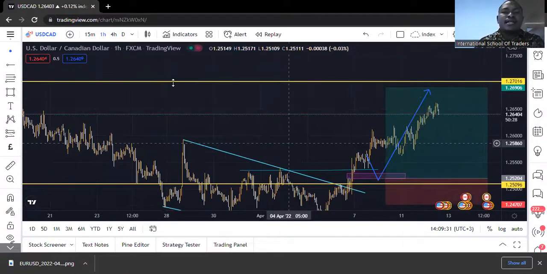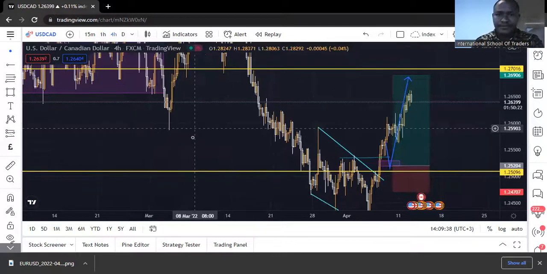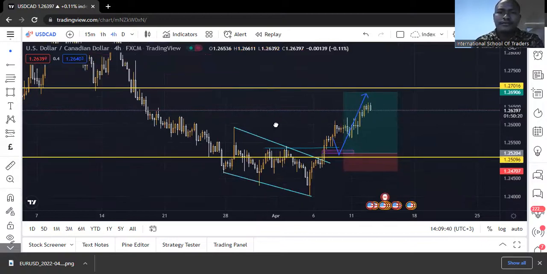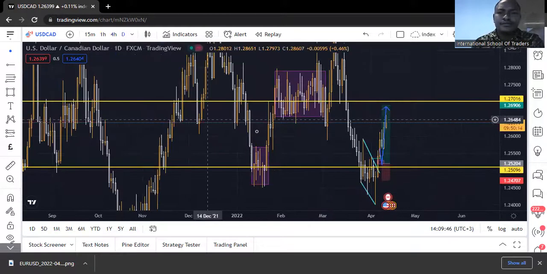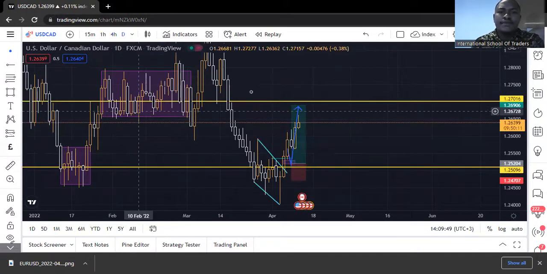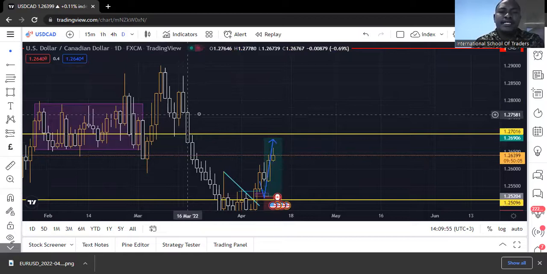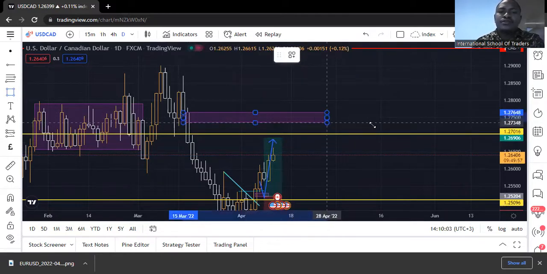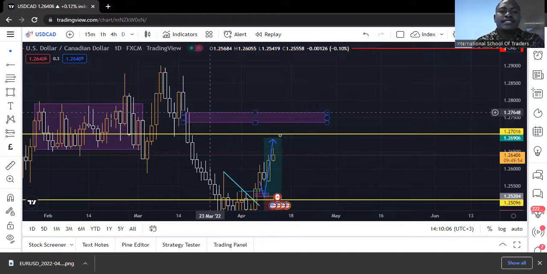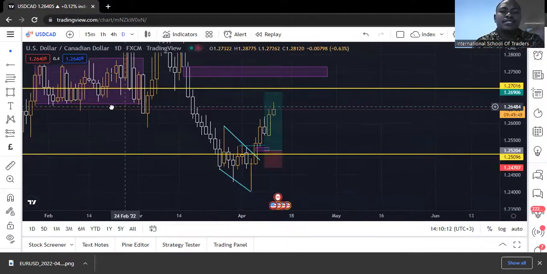My expectation on this market, let me go to a 4 hour time frame very quickly. Okay, let's go to the daily time frame. On the daily time frame, my expectation is that the market is going to approach these previous areas over here. This one is a very important area. This is where we should look out to see the market approaching and then changing direction. Let me just delete this and show you what I'm trying to say.